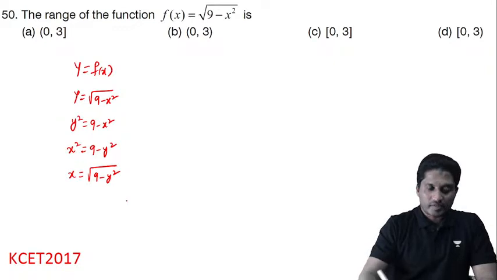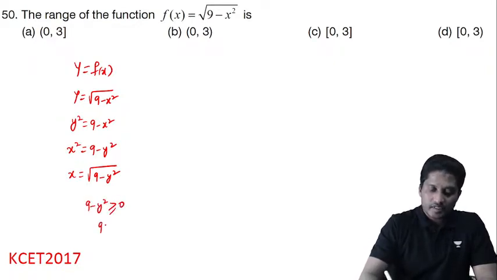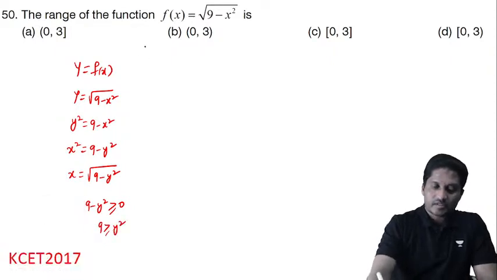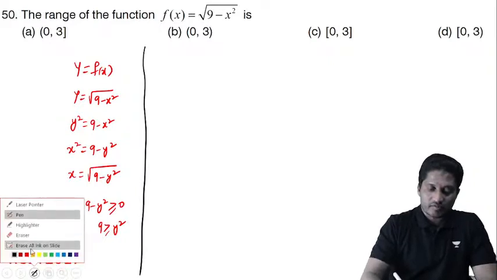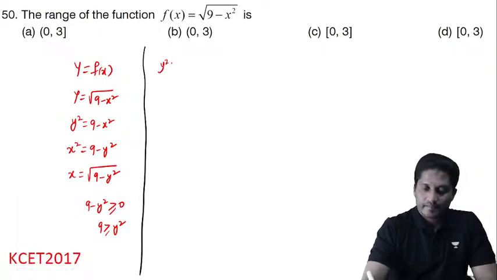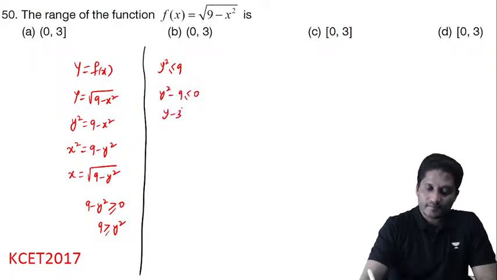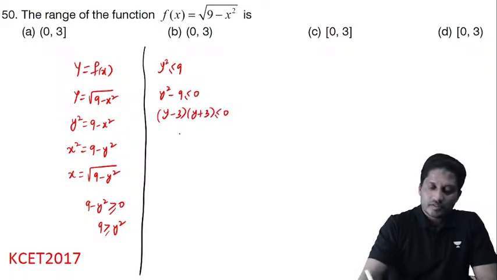Now, this 9 minus y square should be positive, right? 9 is greater than or equal to y square, right? This is same as y square less than or equal to 9. So y square minus 9 is less than or equal to 0. (y minus 3) into (y plus 3) is less than or equal to 0. y belongs to the closed interval minus 3 and plus 3.